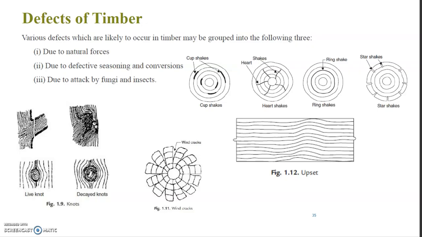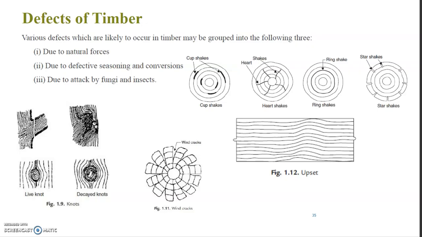Again it is stored and finally it is sent to the market where it is sold for its final purpose. Then the timber is used as a furniture material or in any other application, and finally it is discarded. So this is the journey of a timber from standing as a tree to the final disposal.